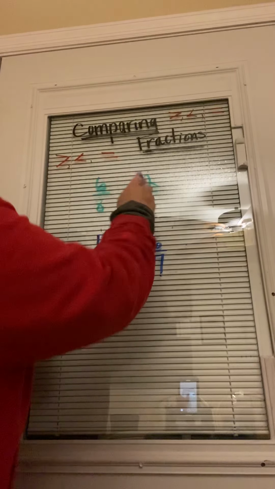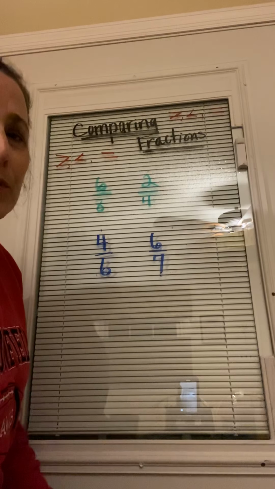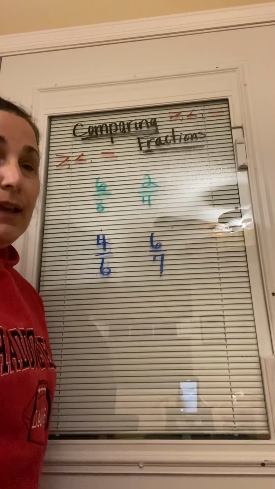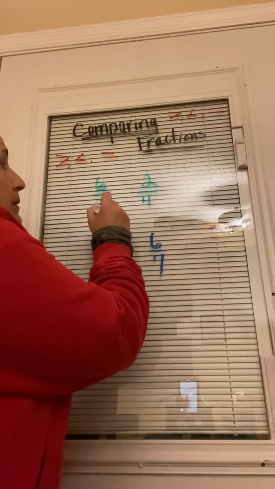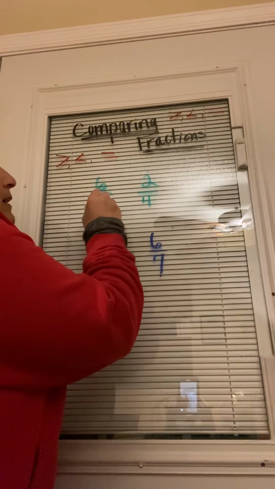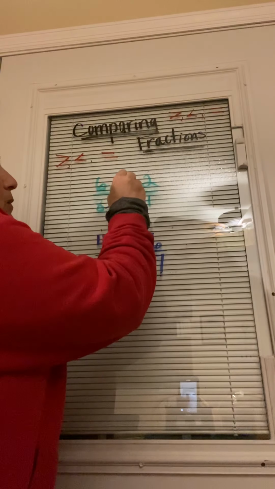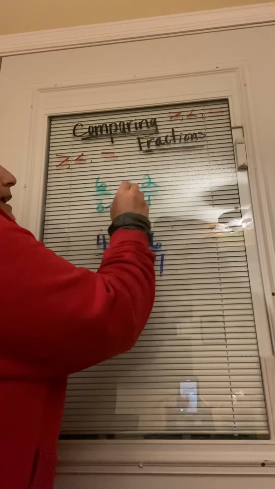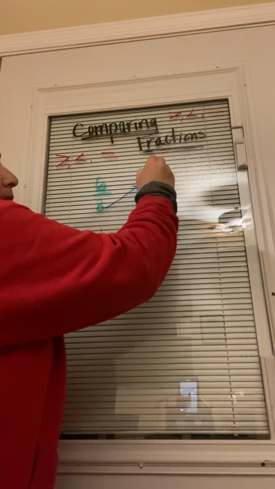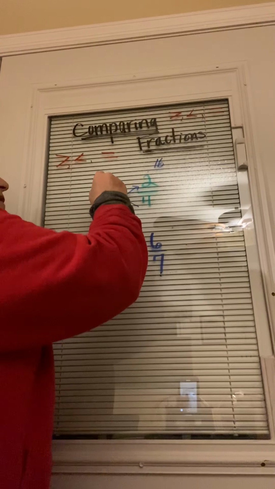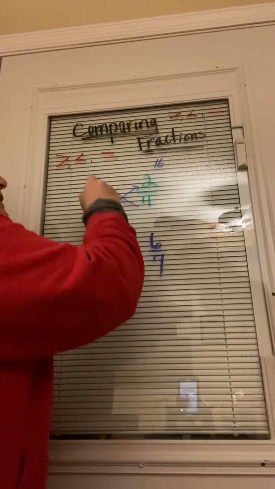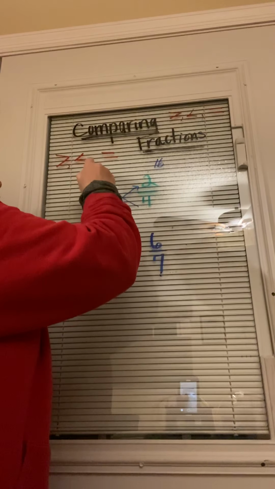Let's start with the top one again. 6/8 and 2/4. What we're going to do is cross multiply. And you always start with the bottom denominator. So I'm going to cross multiply this way. I'm going to go 8 times 2, and I'm going to put it up there. And I'm going to get 16. And then I'm going to cross multiply this way. 4 times 6 is 24.